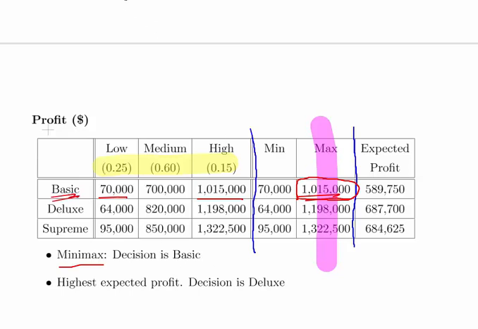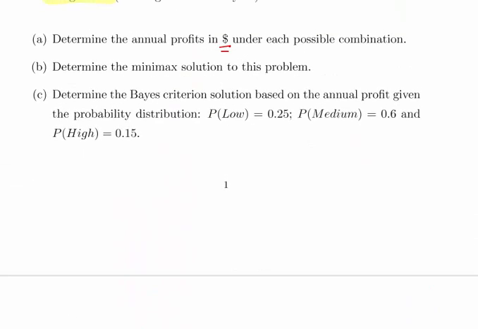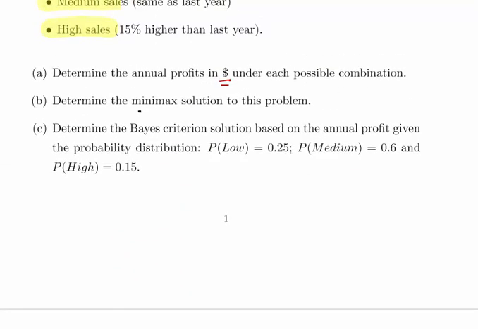Now, I'm not asked this, but I'll point out that the maximum of the minimums is 95,000. Okay, in that case, if we're going for the Maximin, it would be the supreme. Now, actually, this is one of the questions here. So that's answering one of the questions. I'll go back up and read one of the questions properly. Yeah, determine the Minimax solution to this problem. So that was the basic.